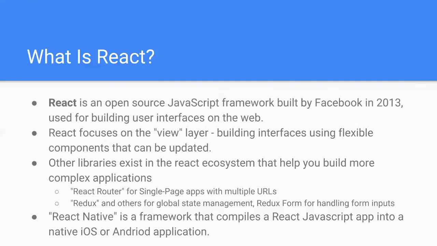React Native is a framework that will compile a React JavaScript app into native iOS or Android application code. So that's super nice. It's one of the things that's made React so popular: by using React Native, you can write your application once in JavaScript and then compile it into Swift or Java for Android. So that's really nice. Facebook uses this for all of their mobile apps.